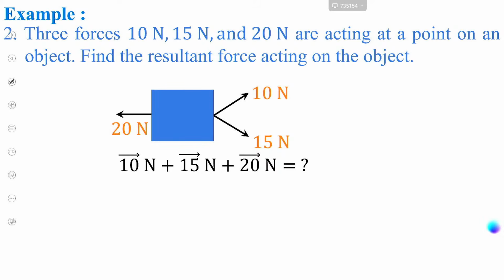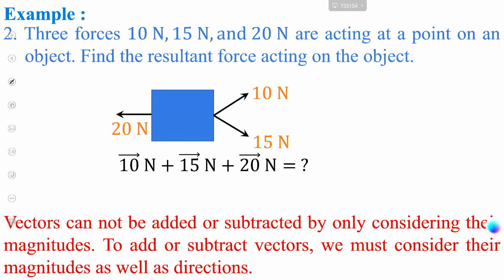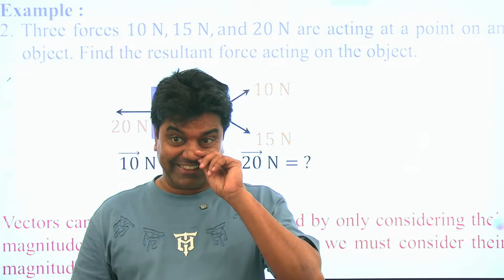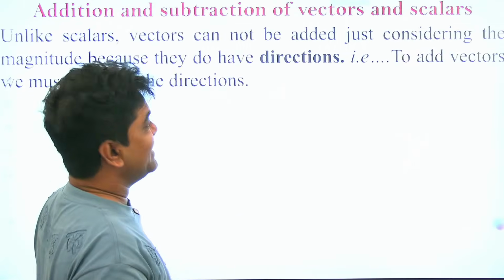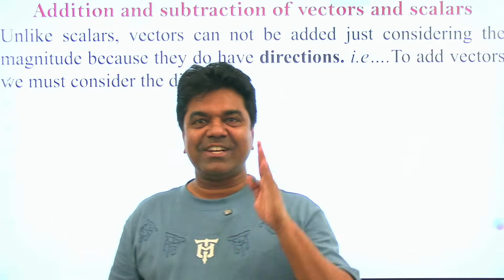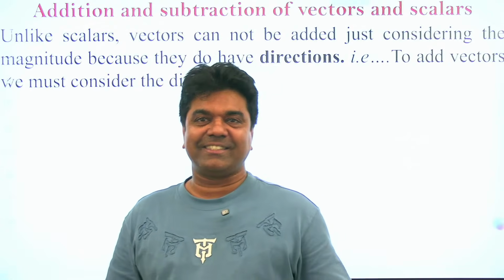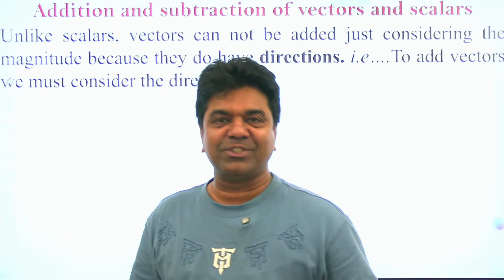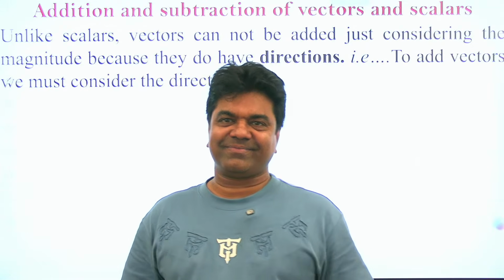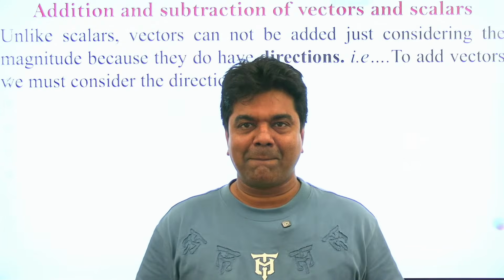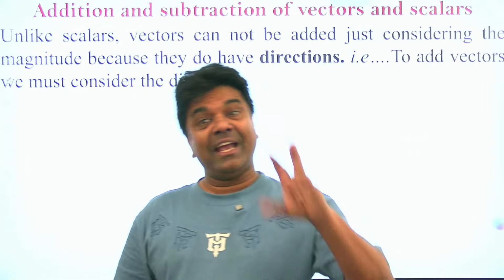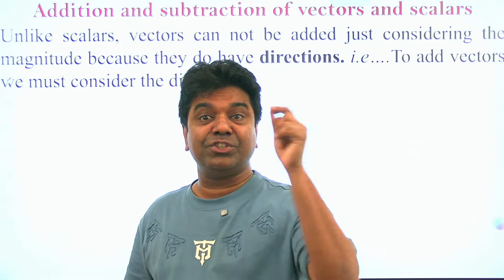So let's try to figure out how we add these vectors with inclined directions. For that we have to learn the concepts called addition and subtraction of vectors. You can't just subtract vectors, right? You can add vectors using vector addition theories.